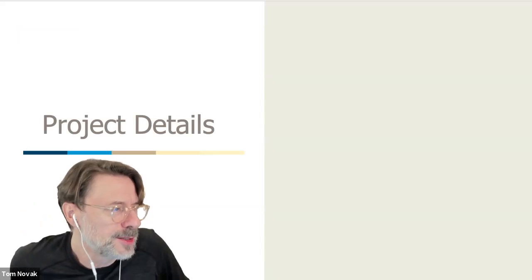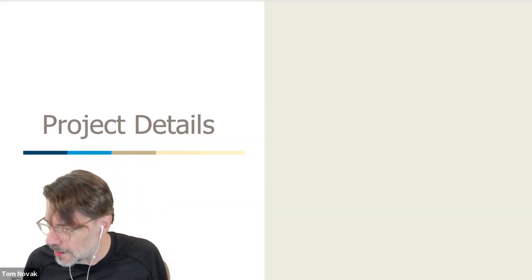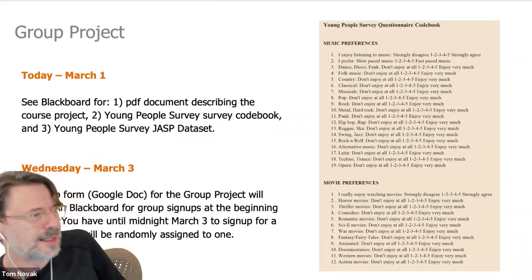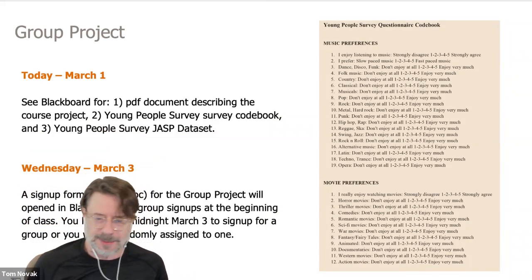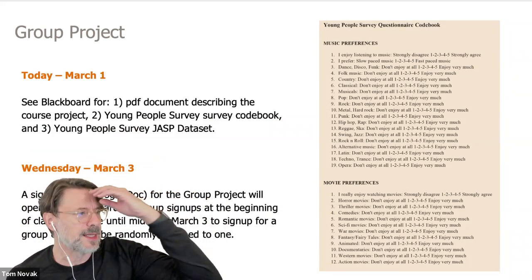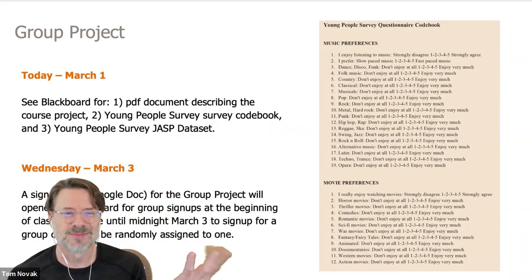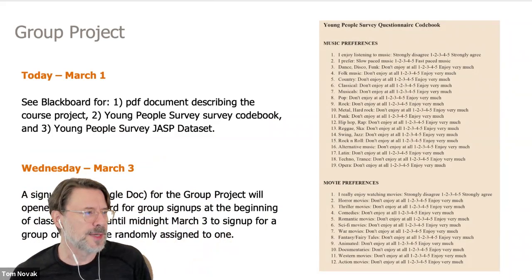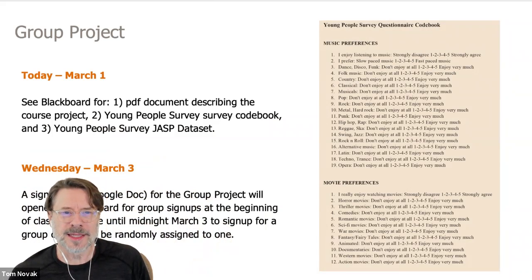Okay, so the project first, a little bit of details on the project. Today I pointed out in Blackboard, you've got these three things: the PDF that has a multi-page description of the project. Then you've also got a survey code book, and on the right-hand side, there is part of it there.